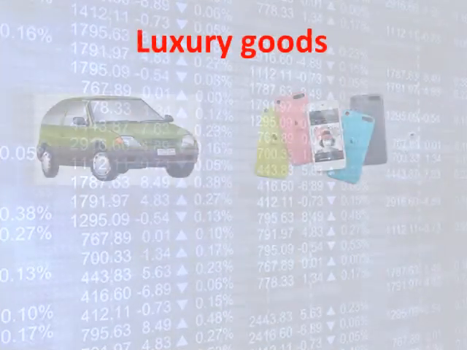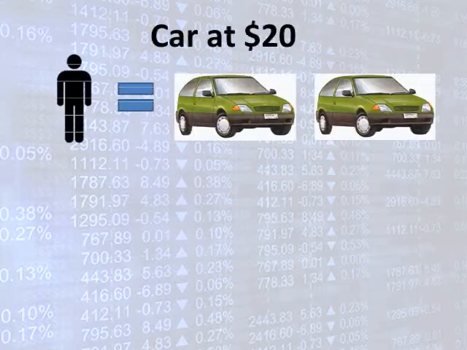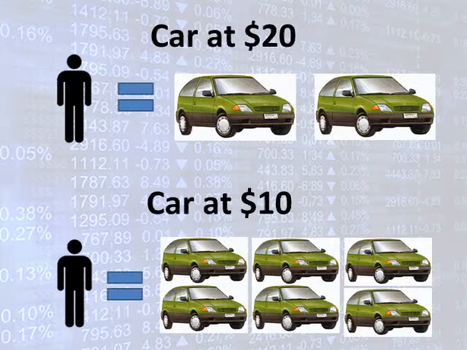Luxury goods, such as cars and electronic goods, on the other hand, have price elastic demand. For example, a person who demands 2 luxury cars at the price of $20 each will be willing to buy 6 luxury cars when the price drops to $10. As the price of a luxury good drops, people may be more inclined to demand more of the good, as they may deem it to be more affordable. Hence, as prices change for luxury goods, quantity demanded will change more than proportionately.